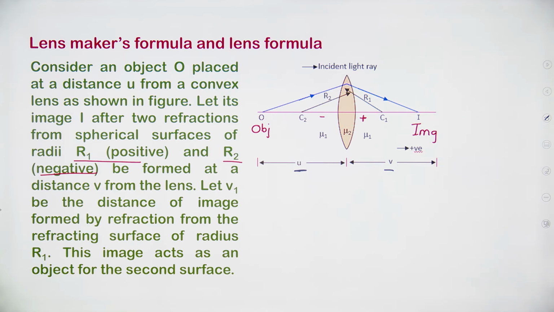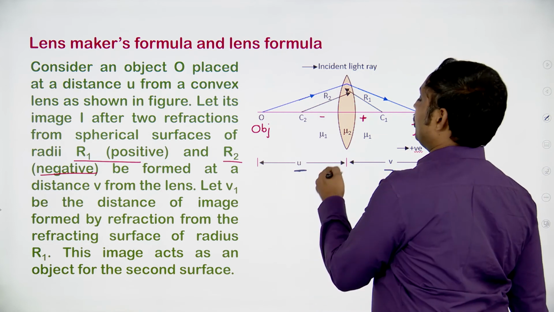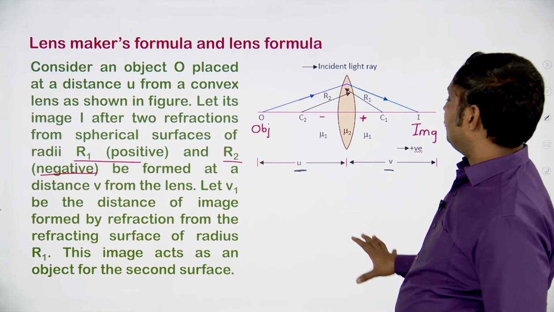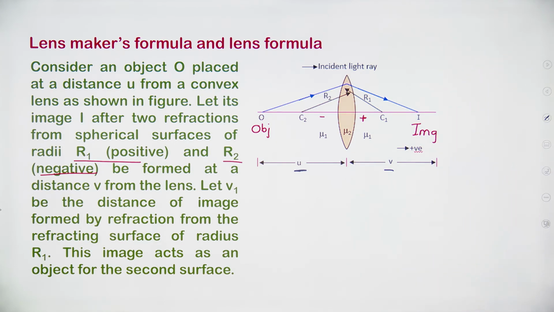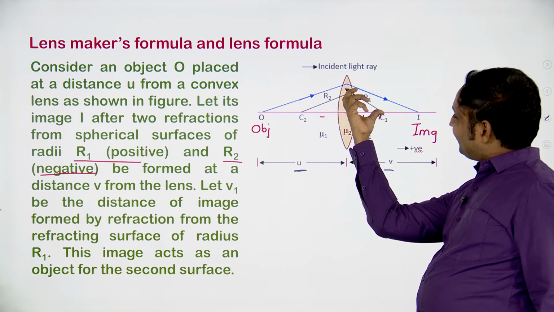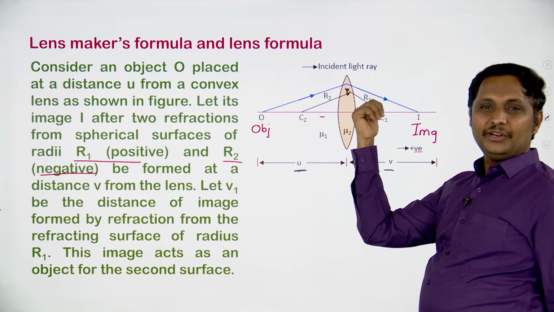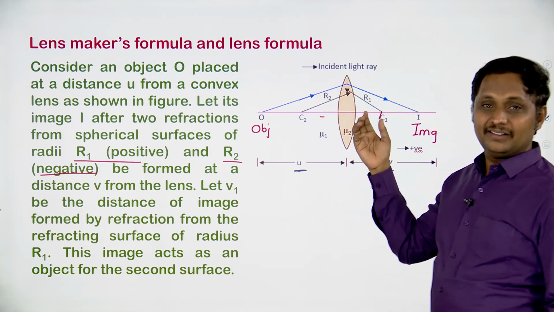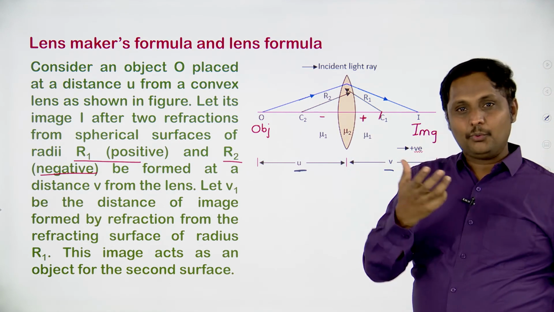It is evident that u is the object distance and v is the image distance. We have to imagine that V1 is the distance of the image formed by refraction from the refracting surface of radius R1. The refracted ray cuts the principal axis at this point, which forms the image at a distance of V1. It is important for you.